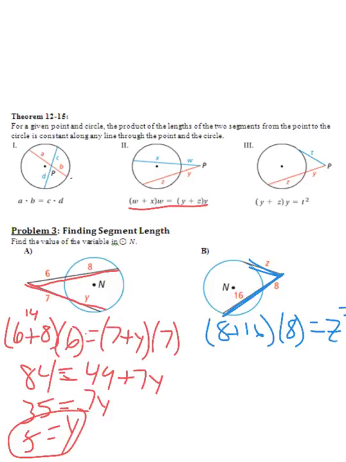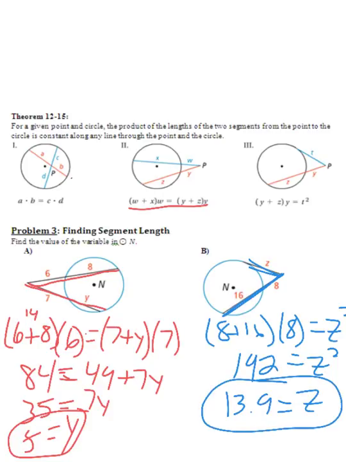So z squared. So cleaning up this left side here, 8 plus 16, and I want to multiply that by 8. So 8 plus 16 is 24. 24 times 8 is 192. That's going to be equal to z squared. If I take the square root of 192, I get that it is roughly 13.9. That's going to be my answer there.